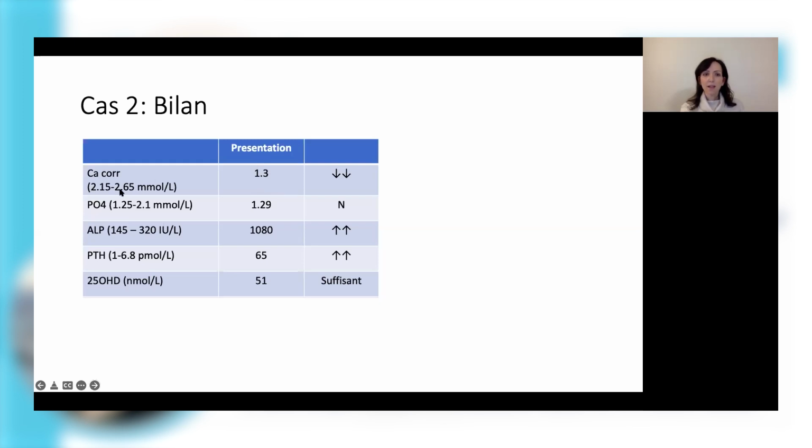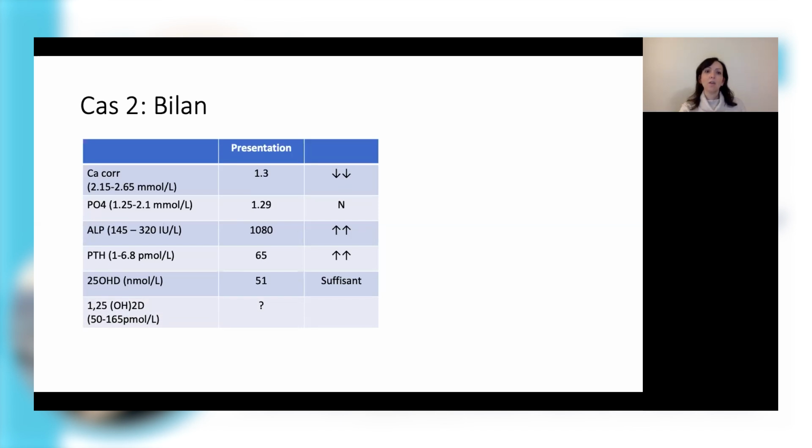You can see that for calcium, the interval is quite narrow. There's not a lot of play for serum calcium, and that's because almost every single cell needs calcium to depolarize. So when you have such a low calcium, you can understand why the child is hypotonic, has a global delay, is not growing, and has some muscle twitching.